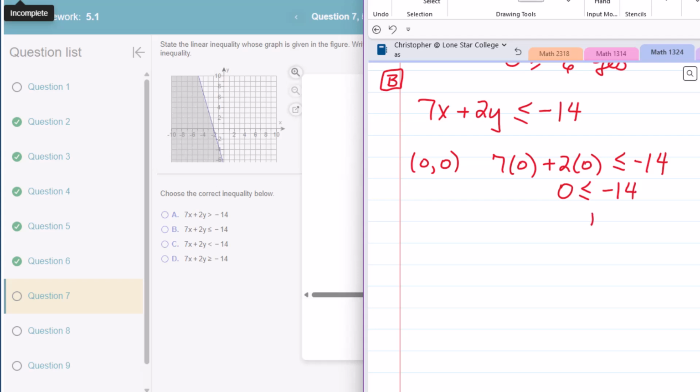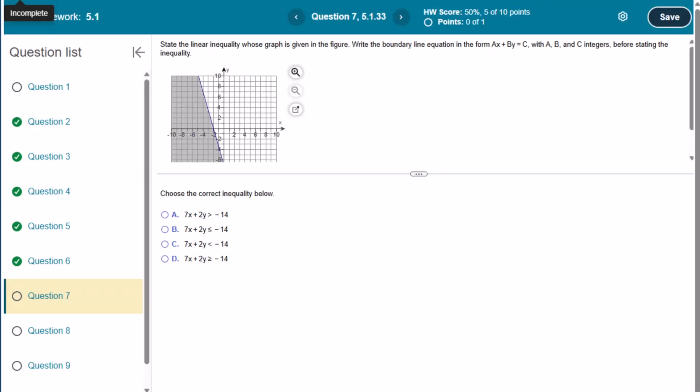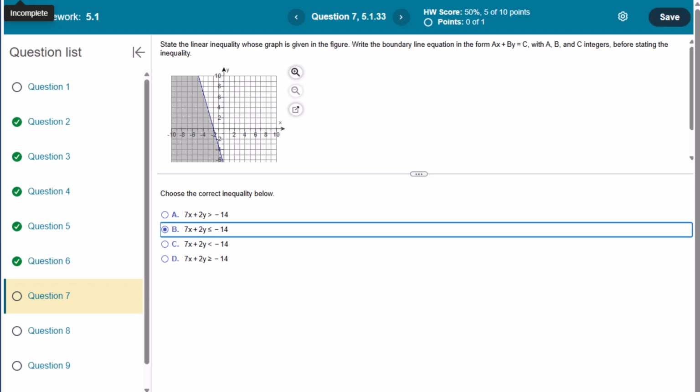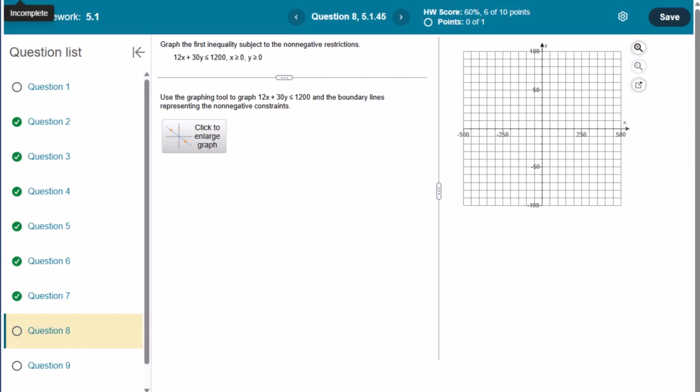Well, that's a no. And since it's a no, I would not shade that side, but I would shade the other side. So that tells me it must be B because 0, 0 doesn't work. I've got a solid line and it must be that inequality. And it's happy. Question 8.